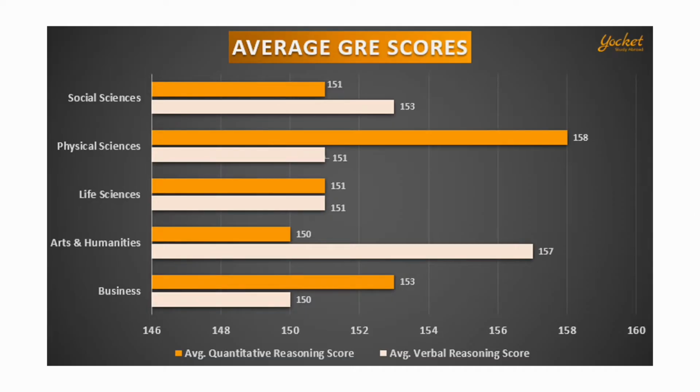In this image, you can see some of the average GRE scores required by different programs in the US. For example, in social sciences, you can see the quantitative and verbal reasoning scores, 150 and 153. Similarly for physical sciences, life sciences, arts and humanities, and business. Usually, I recommend if you are planning to apply to US universities, try to keep your score above 300. A score of 300 is considered a good score. Some scholarships like Fulbright, although they require a lower score for application, it is good to have a good GRE score so that you can get admission in some top-notch schools.